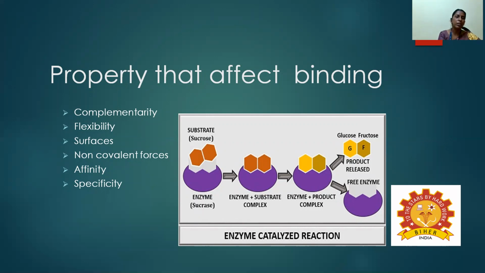The next one is surfaces. Whether the enzyme's active site is present on the interior or exterior is the main thing. In all enzymes, the active site is present on the inner surface, at the location of the side chains. The side chains are involved in the binding of the enzyme. Then non-covalent forces means hydrogen bonds, ionic bonds, and all the other types of weak interactions involved in the activity.